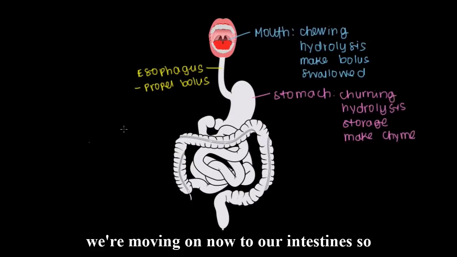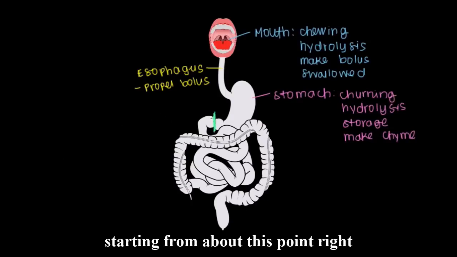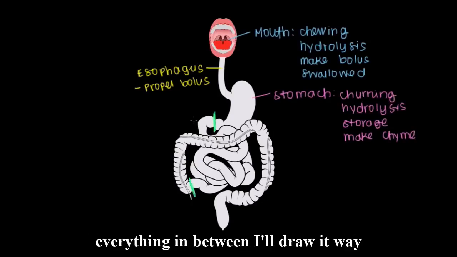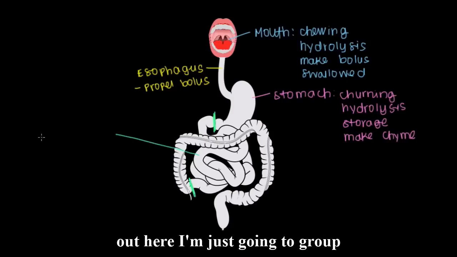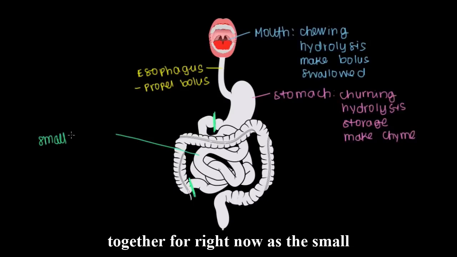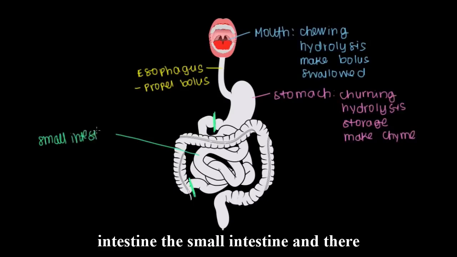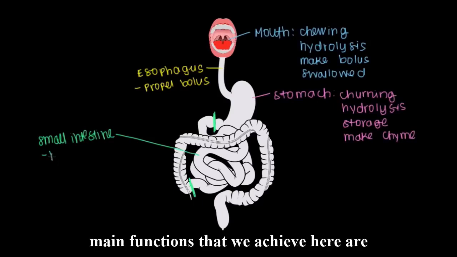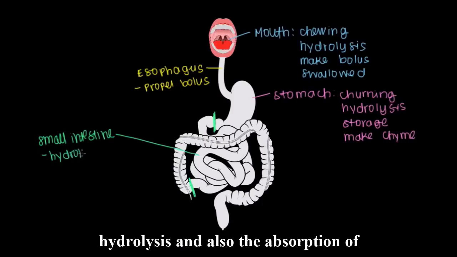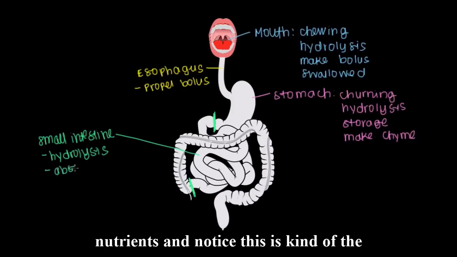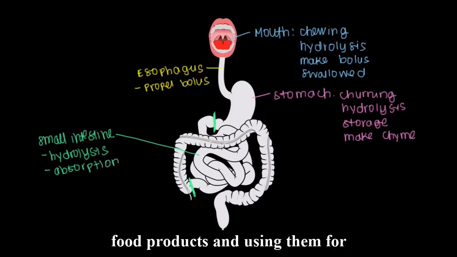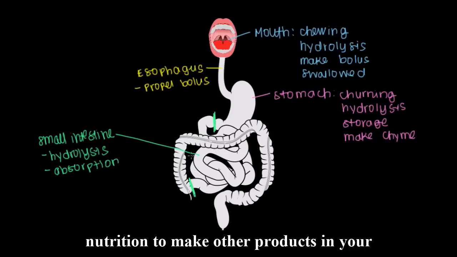So we're moving on now to our intestines. Starting from about this point right here, we get our duodenum, and then this circulates around here, and then we end up at this point. Everything in between, I'm just going to group together for right now as the small intestine. There are three parts to this, and we'll talk about that in a subsequent video, but the main functions that we achieve here are hydrolysis and also the absorption of nutrients. And notice this is the first part of your GI tract where you're finally taking in some of the broken-down food products and using them for nutrition to make other products in your body.